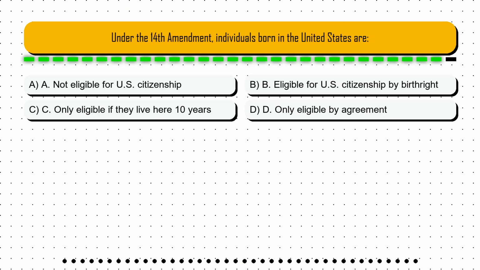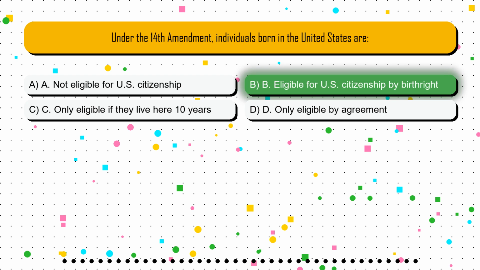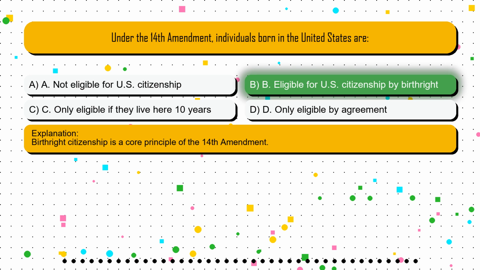Question 28. Under the 14th Amendment, individuals born in the United States are: Option A, not eligible for U.S. citizenship. Option B, eligible for U.S. citizenship by birthright. Option C, only eligible if they live here 10 years. Option D, only eligible by agreement. The correct answer is option B, eligible for U.S. citizenship by birthright. Birthright citizenship is a core principle of the 14th Amendment.